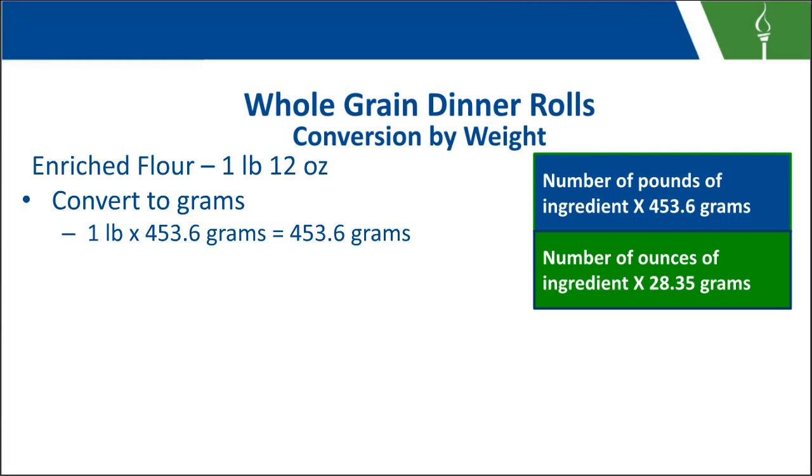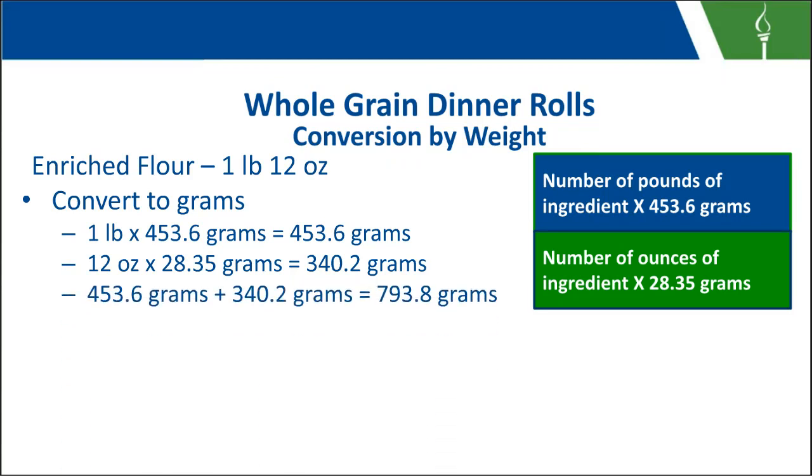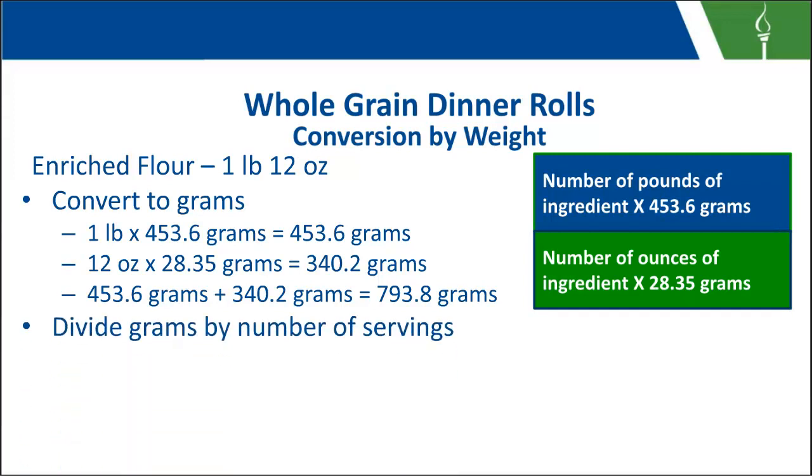And then we need to add in the 12 ounces, but first we need to convert that to grams as well. So you'll see over here on the conversions, I've brought over the number of ounces of ingredient multiplied by 28.35 grams is going to convert that. So 12 times 28.35 grams is 340.2 grams, and we'll just add those together to get the total weight in grams of this ingredient. So we have a total of 793.8 grams of enriched flour in this recipe.